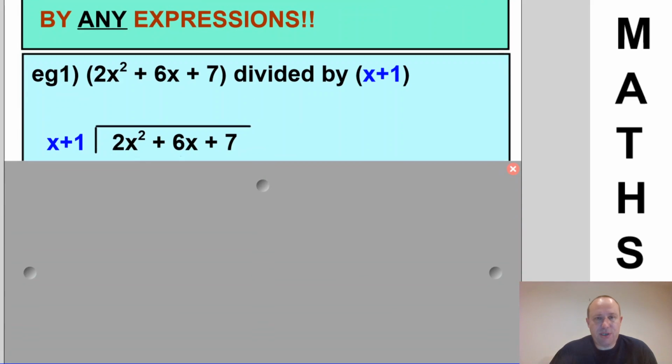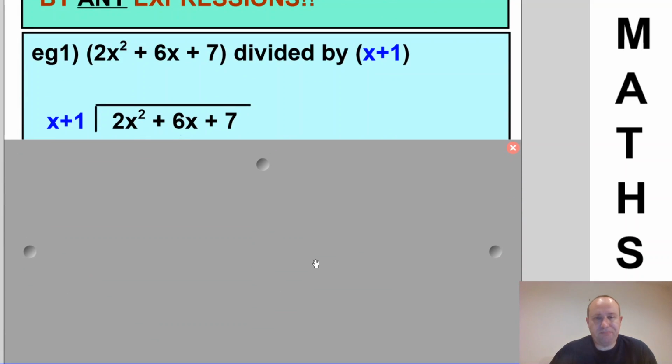So I set the question up like a normal divide question. And then I ask myself, how many times does this first term go into the first term here? So in other words, what do you times x by to get 2x squared? Now, some people prefer to ask the question 2x squared divided by x. So it's the same answer, but I think it's just a personal preference. So x times 2x gives me 2x squared.